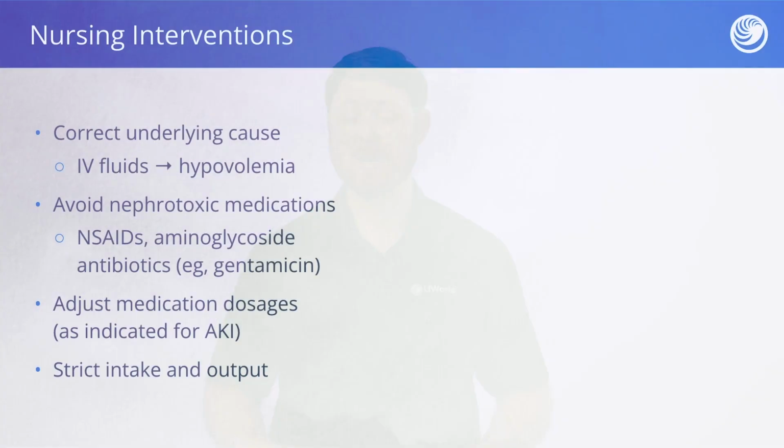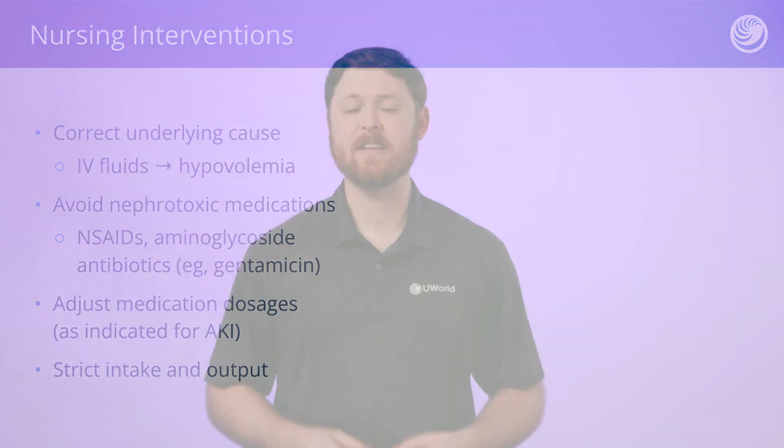On a similar note, we will need to monitor for strict intake and output, as well as any fluid or electrolyte imbalances that may occur. This is where it becomes very important to know whether the client is experiencing symptoms associated with the oliguric or anuric phase versus the diuretic phase.